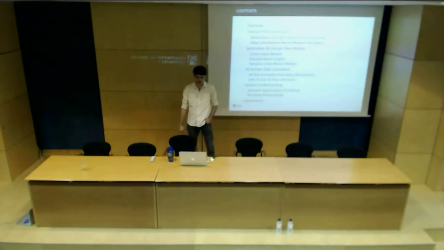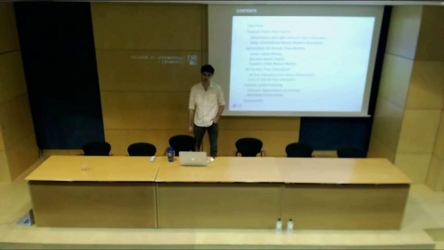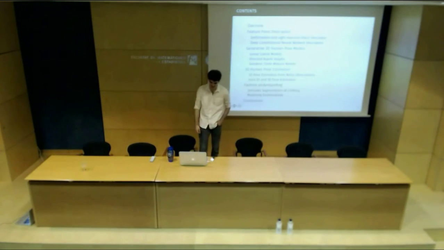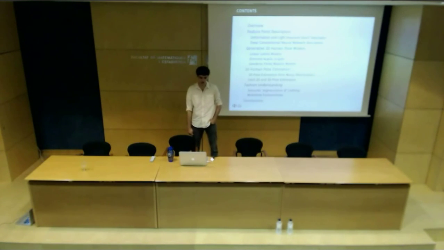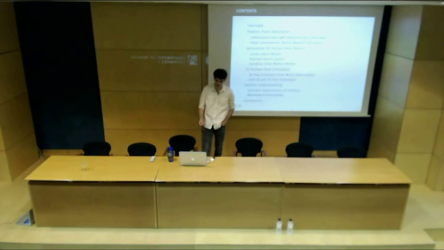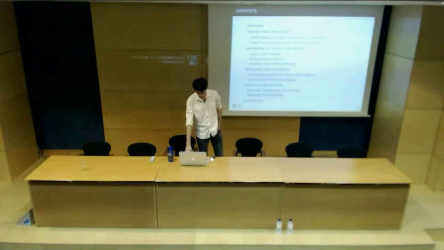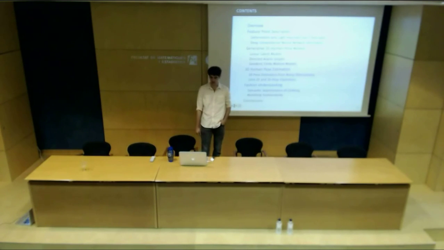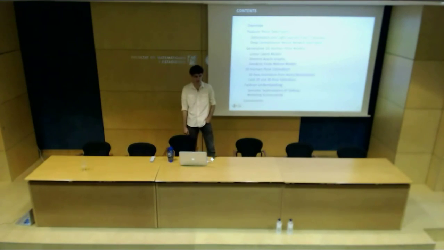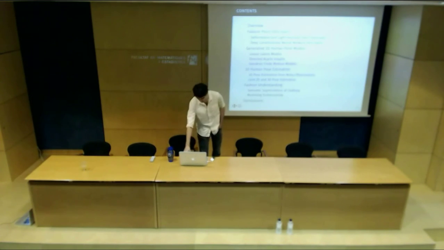The thesis has four major parts. I'll start out with an overview, then go into our feature point descriptors, for which we present two works. One is a deformation and illumination invariant descriptor, and also one based on deep learning, as was presented previously. Then I'll talk a bit about 3D human pose models, or prior models: linear latent models, directed acyclic graphs, and geodesic finite mixture models. Then I'll go into a higher-level task, which is 3D human pose estimation. We have two works on doing this from noisy observations and also doing it jointly for 2D and 3D. And finally, I'll give a higher-level overview of the tasks of fashion understanding, in particular two works on semantic segmentation of clothing and modeling fashionability, and wrap it up with conclusions.